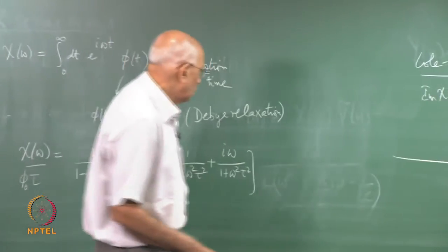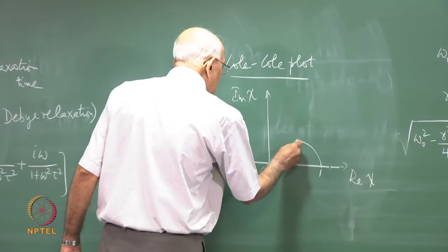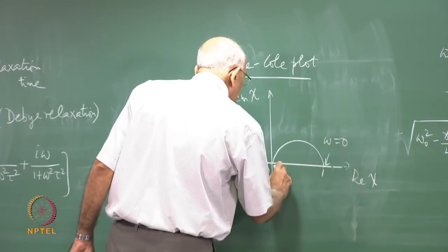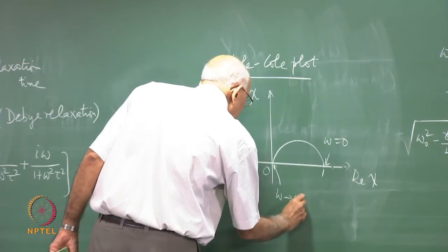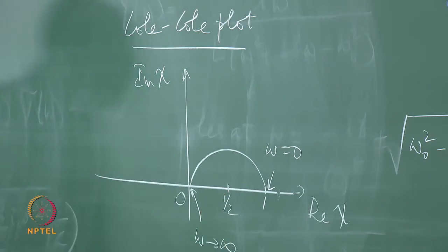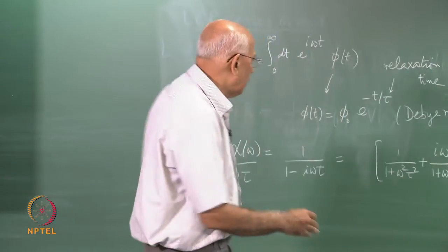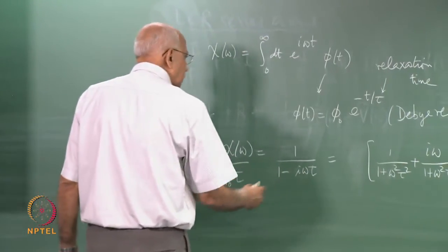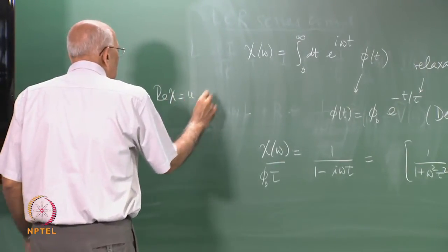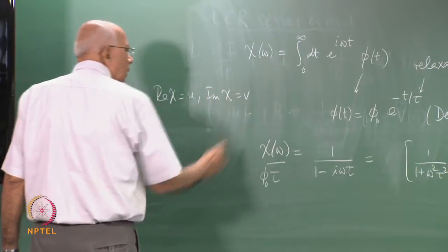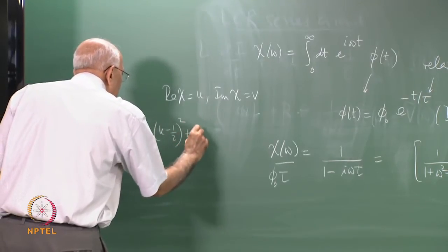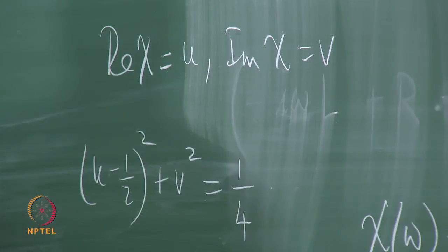And in fact, as you well know, these two form part of a semicircle. It looks like this. This point is omega equal to 0, this point is omega tends to infinity, and it is a semicircle centered about the point one half. I leave you to verify, it is a very trivial verification, to show that, letting real chi equal u and imaginary chi equal v, u minus a half, whole squared, plus v squared equals 1/4, a half squared.